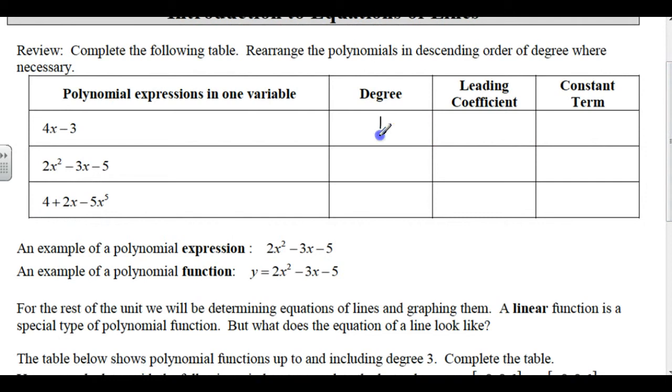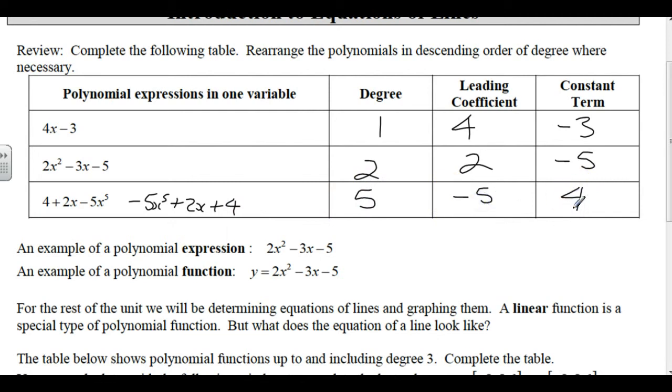So this is of degree 1. The leading coefficient is 4, and the constant term is -3. This equation is of degree 2. The leading coefficient is 2, and the constant term is -5. This needs to be rearranged. This is of degree 5. The leading coefficient is -5, and the constant term is 4.